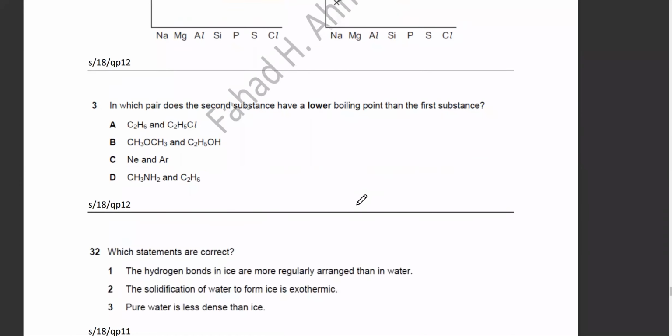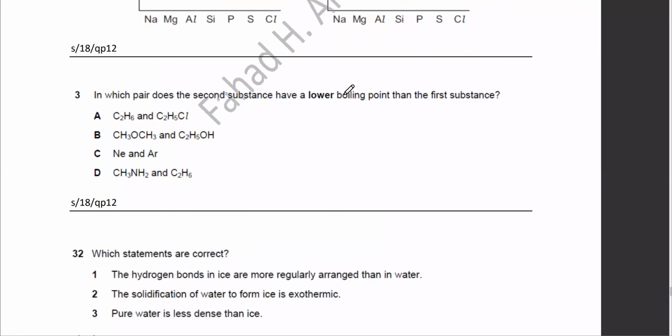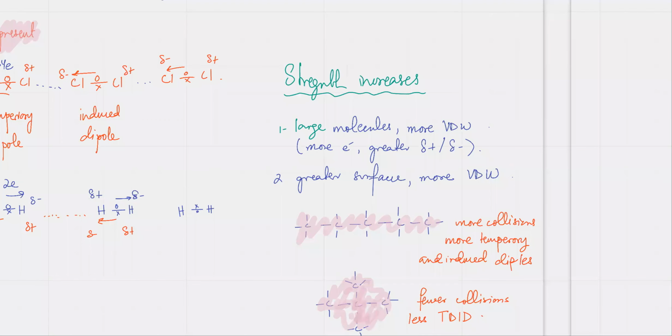This one is, in which pair does the second substance have a lower boiling point than the first? So the first one should have stronger intermolecular forces and the second one should have weaker intermolecular forces. That's one thing I missed over here, and we can have a look at the diagram as well.